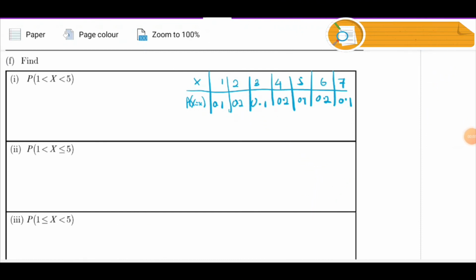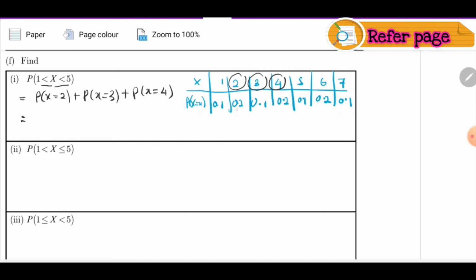Find the probability when x is less than 5 but greater than 1. So we can take the values of x equal to 2, 3 until 4. So P(x=2) plus P(x=3) plus P(x=4). The probability when x equals 2 is 0.2 and the probability when x equals 3 is 0.1. The probability when x equals 4 is 0.2. We add up all the probabilities and the answer is 0.5.